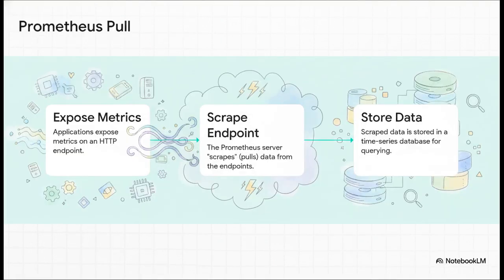A key thing to understand about Prometheus is its pull model. Instead of having applications constantly push data to the monitoring system, Prometheus actively reaches out and scrapes metrics from an application's HTTP endpoint. This makes service discovery in a dynamic environment so much simpler and more robust.